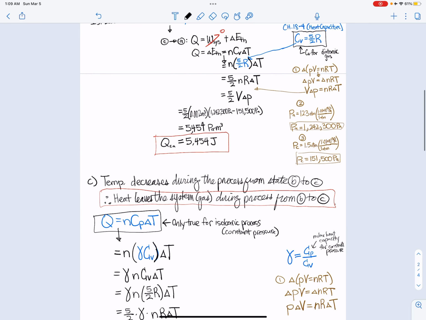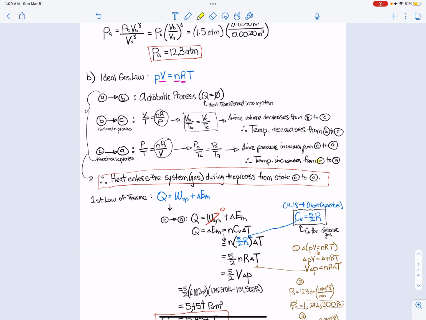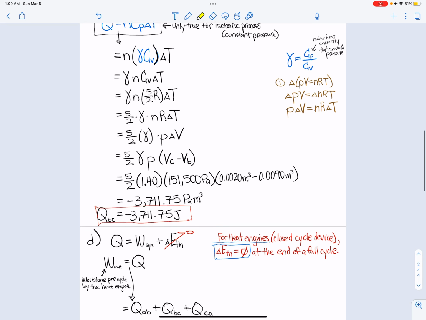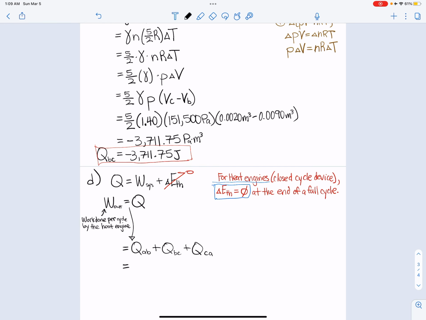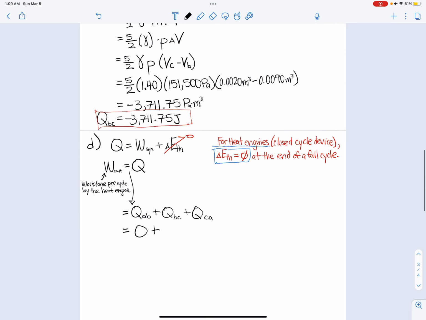What is QAB? QAB is 0 because it was an adiabatic process from A to B, right? So I'll plug that in. That value is 0 plus, what is QBC? We solved for that. That was negative 3,711.75 joules, and that was negative because that's heat leaving the system, or leaving the gas.